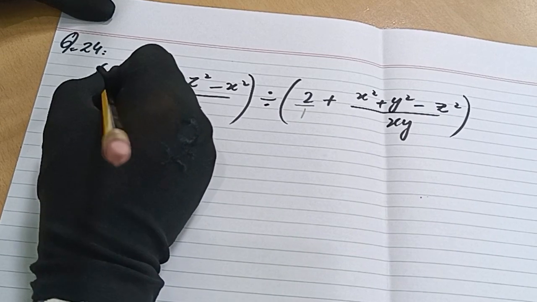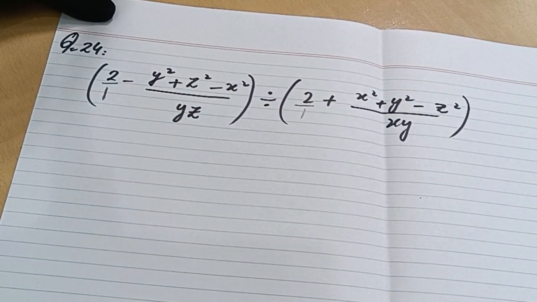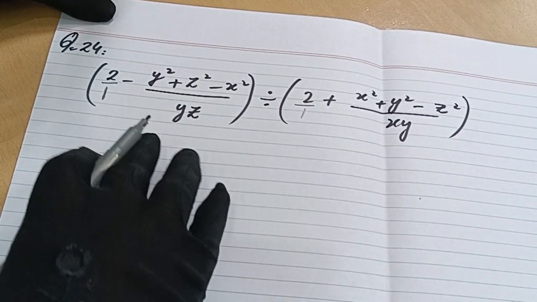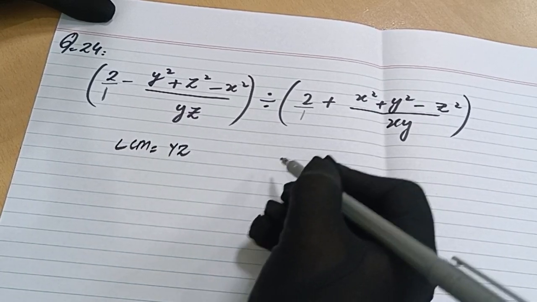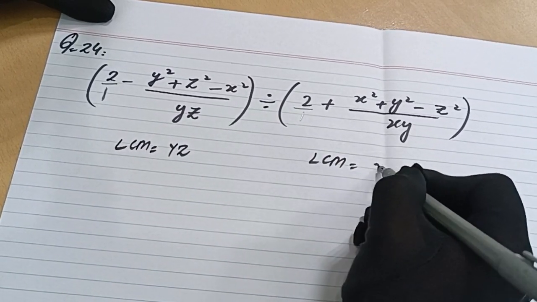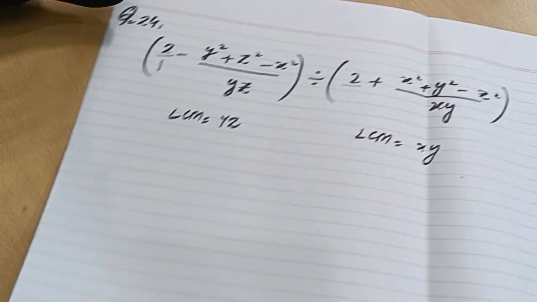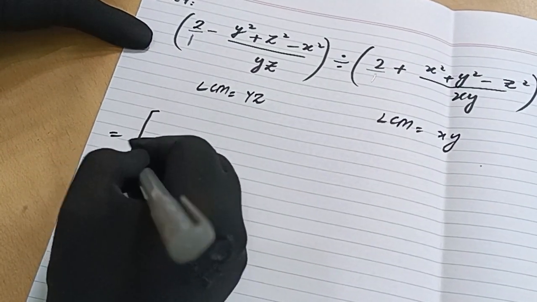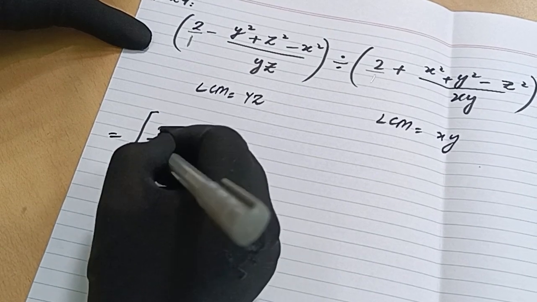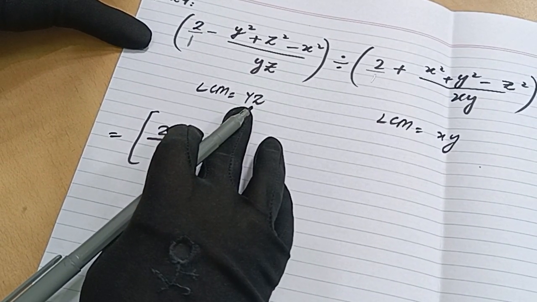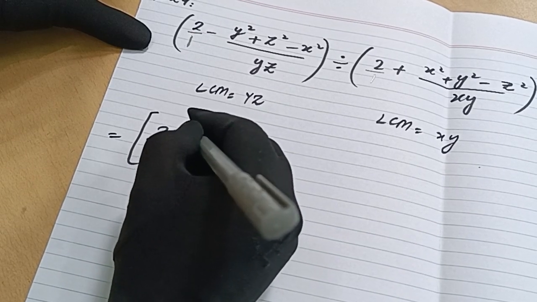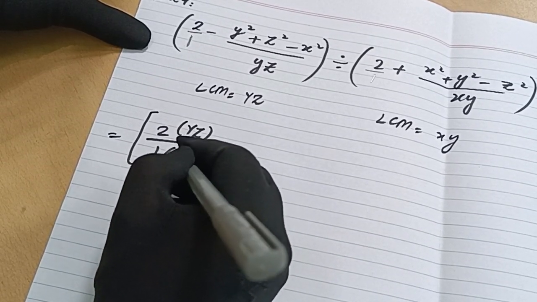I put 1 with the pencil, so you can check this is the addition in the question. LCM of this will be yz and LCM of this portion will be xy. So write down this expression and then 2 by 1. To make the denominator equal to yz, what we have to do? Multiply it up and down.